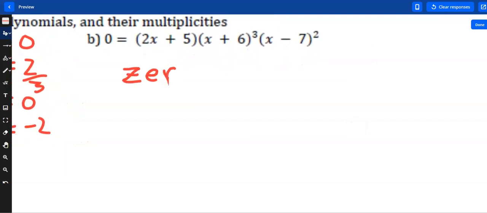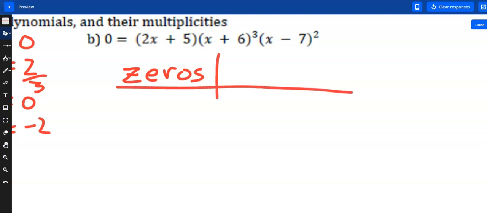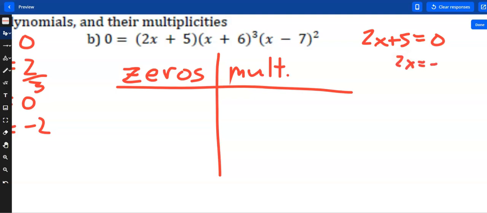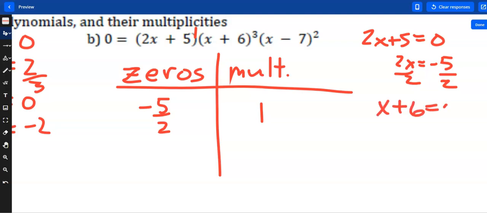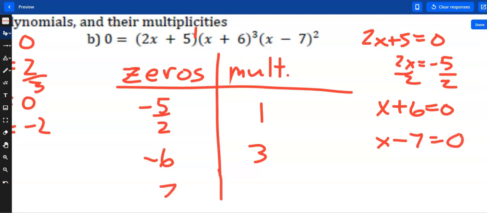We got zeros. We got multiplicities. So we're setting these equal to 0 and solving them. So obviously this one would be -5/2. The exponent that I see there is a 1. The next one, pretty easy. Set it equal to 0 and solve, so -6, but it occurs 3 times. The next one's x minus 7. That's obviously 7, and it occurs twice. You can see the exponents.